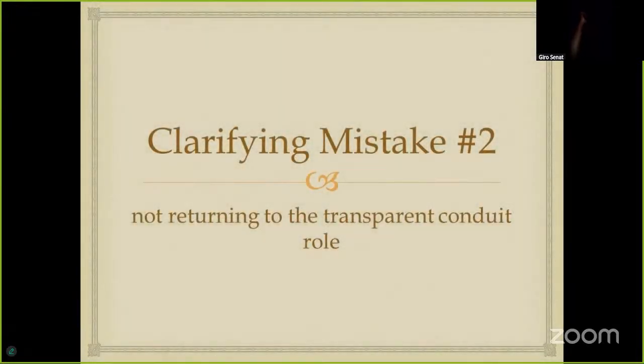The second mistake that interpreters often make is not returning to the transparent conduit role of an interpreter after they make a clarification. It's very common that I see interpreters that want to insert themselves in the session. They want to be a part of it. But that's not our job. That's not our role. When we're interpreting, we're not adding, omitting, or changing, substituting anything. All we're doing is giving the exact message back and forth.